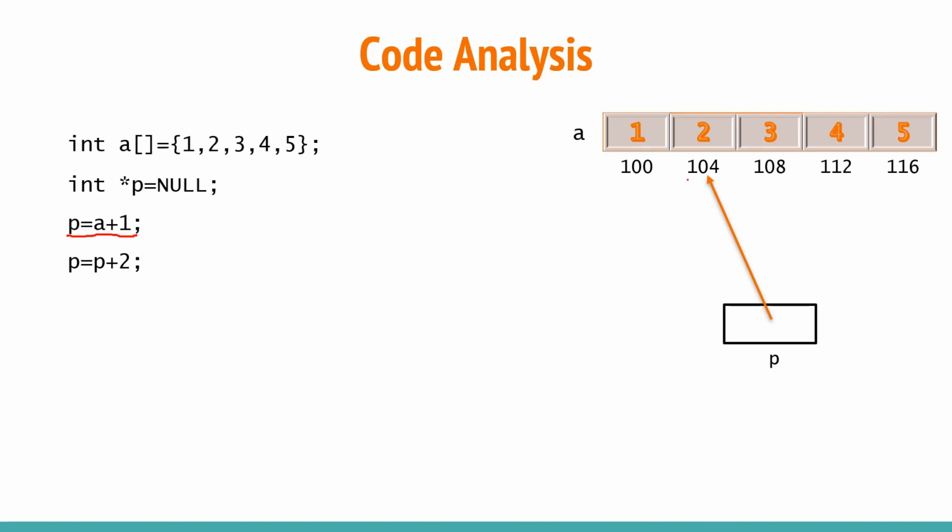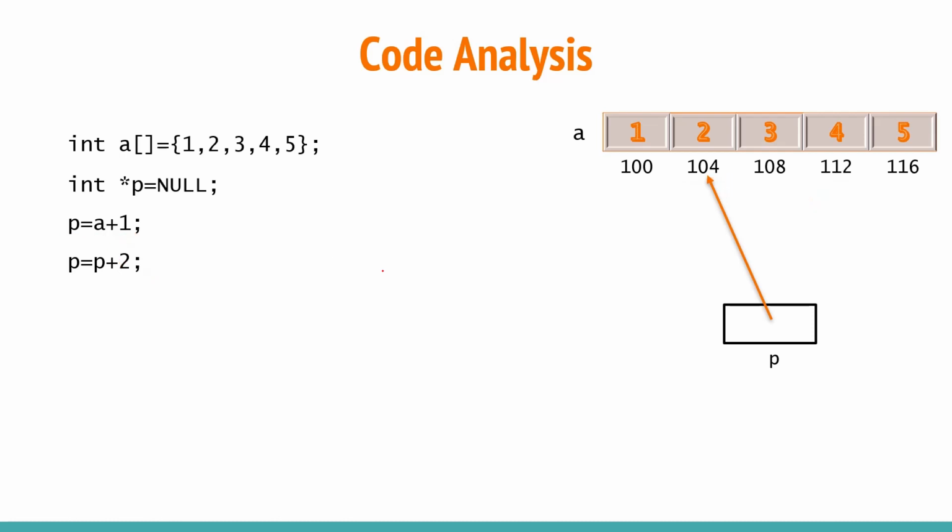So currently the memory address in p is 104. Remember, even though you are trying to increment it by 2, it will not increment that memory address by 104 plus 2, which is 106, which is wrong. Rather, it increments by an amount of 4 each time. So 104 plus 4 is 108, plus 4 is 112. So it is as good as 2 into the number of bytes that int occupies. So 104 plus 8 is 112.